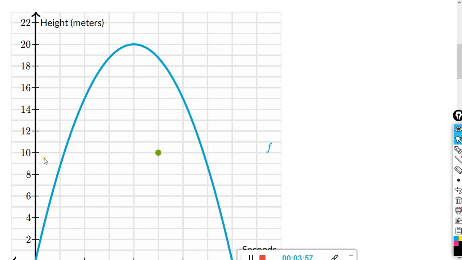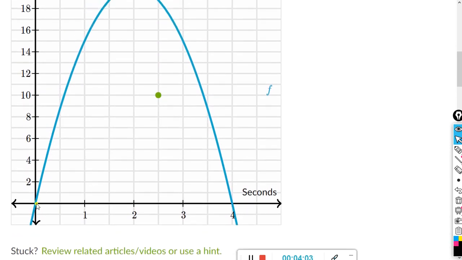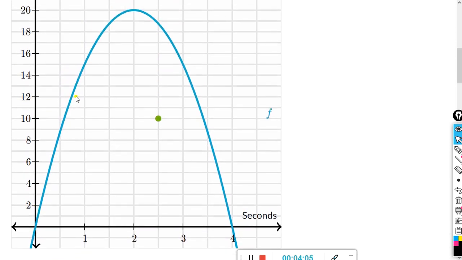Okay, so we can see the y-axis is height. The x-axis is seconds. Okay, so she kicked it at 0 seconds. The ball went up, up. This is the maximum height. And then, of course, it came back down. Right here, the height is 0. So right here is when it hit the ground.